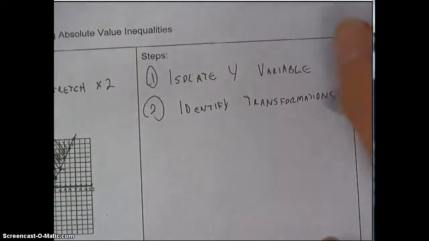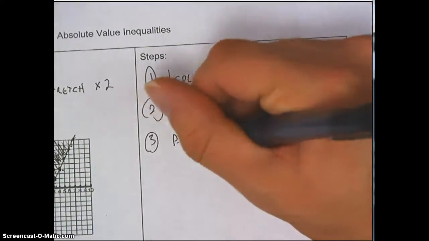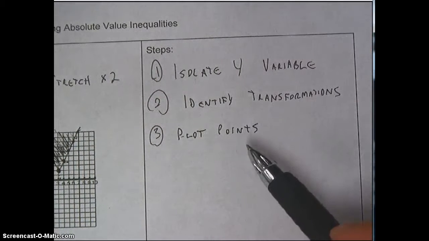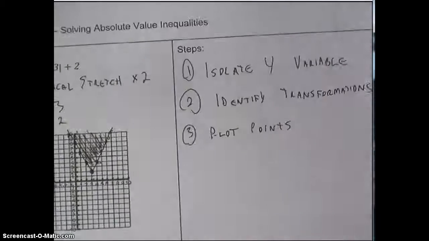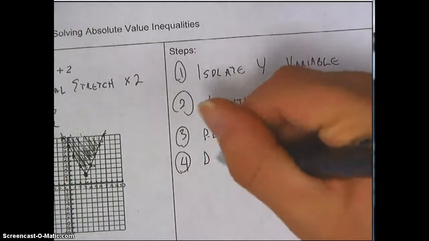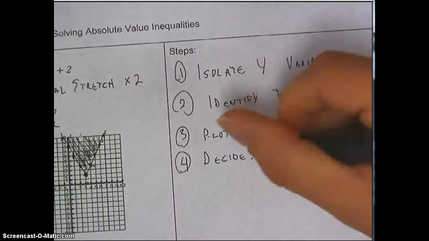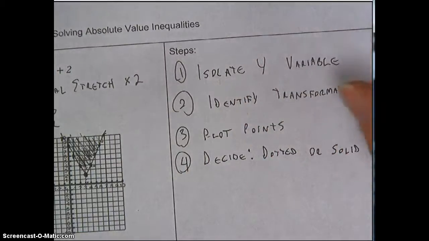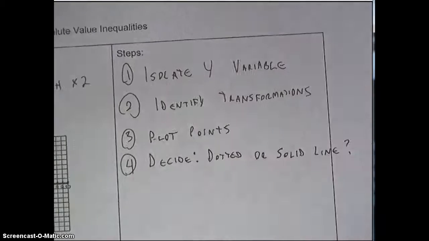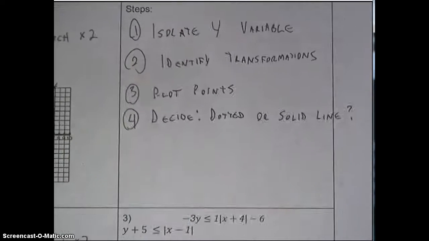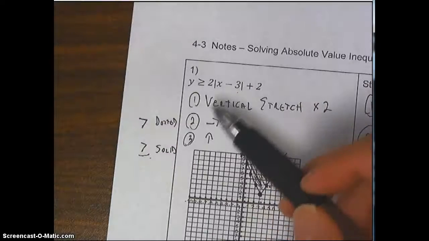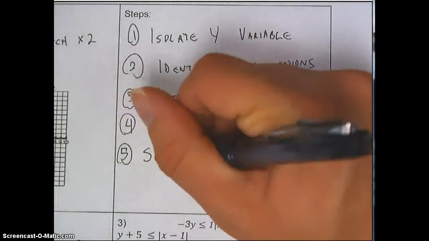And after you've identified the transformations, you should plot some points. But you don't want to fill in the points yet, because then you need to decide, is it dotted or solid? And then after that, you're going to look at the inequality, that guy, and then shade the solution set.